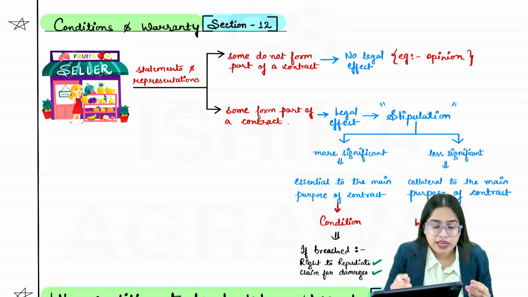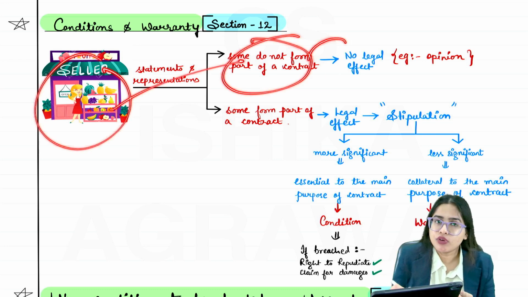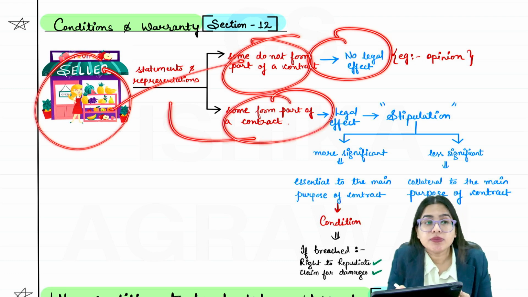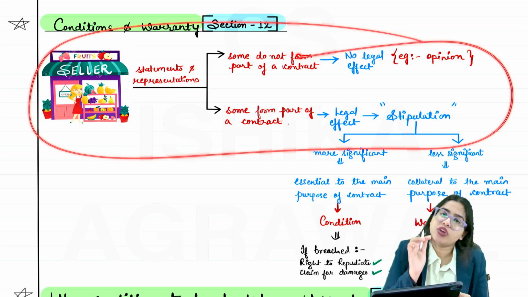So to summarize, of all the statements and representations made by the seller, some are just opinion, which do not form part of the contract, so they have no legal effect. However, some statements form part of the contract, they have legal effect, and they are known as stipulation. This much understood? Yes, ma'am.